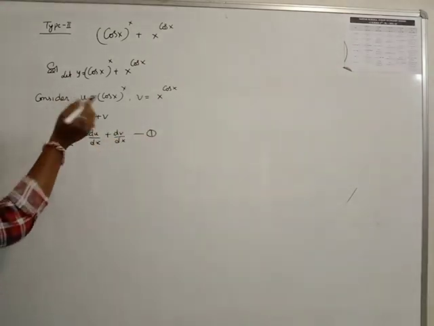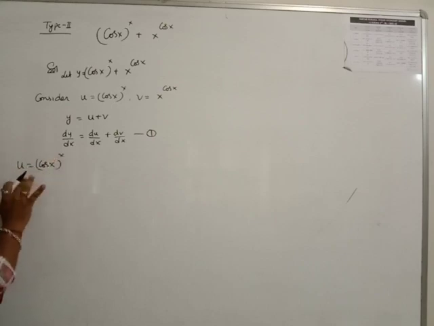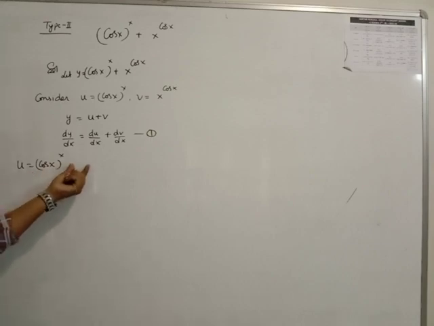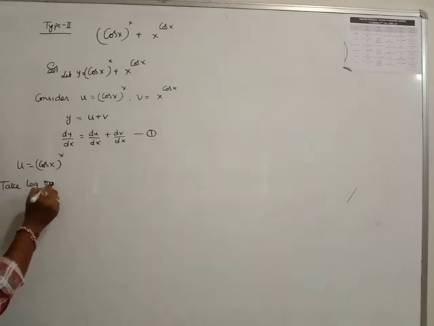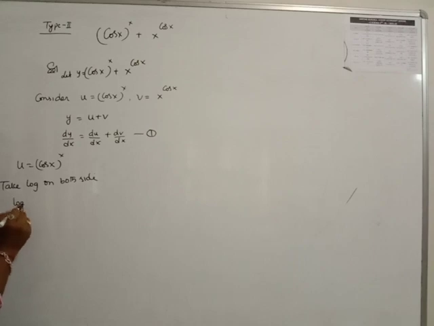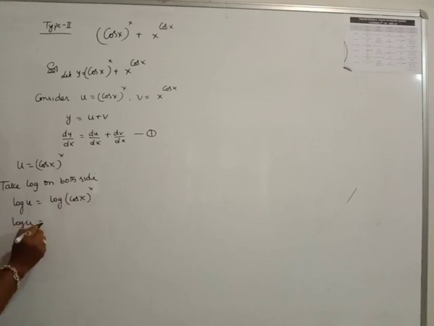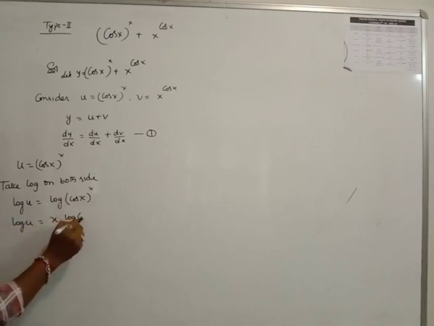Now take individual functions and apply the log. Cos x to the power of x. Now you can apply the log to this function easily, because it is only one function. There is no summation or subtraction of functions. Single function. Here you can use the log. Take log on both sides. Then log u is equal to log of cos x to the power of x. So log u is equal to x into log of cos x.